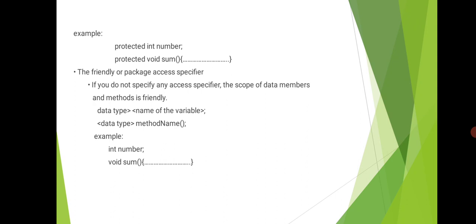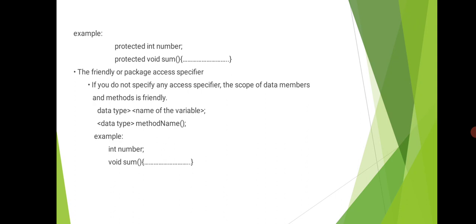If you do not specify any access specifier, the scope of the data members and the methods is friendly. Friendly is not a keyword. If nothing is written, that is default, friendly. So it is not a keyword. We will not mention friendly anywhere in our program. Just data type, variable name, data type, method name, and that is in friendly mode.